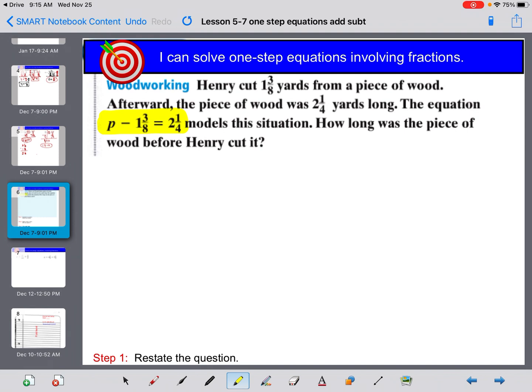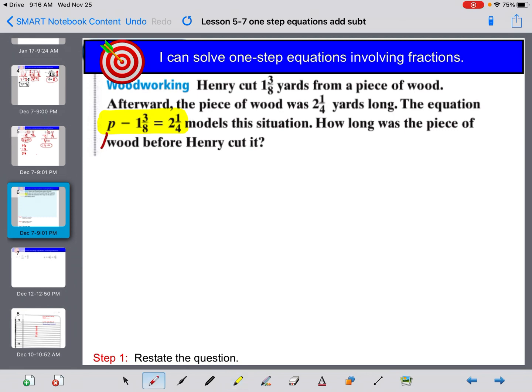Let's read the problem one more time to make sure we understand the problem. Henry cut 1 3/8 yards from a piece of wood. Afterwards, the piece of wood was 2 1/4 yards long, the remaining. The equation P minus 1 3/8 equals 2 1/4 models the situation. How long was the piece of wood before Henry cut it?